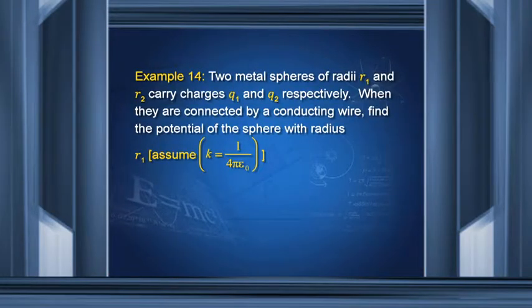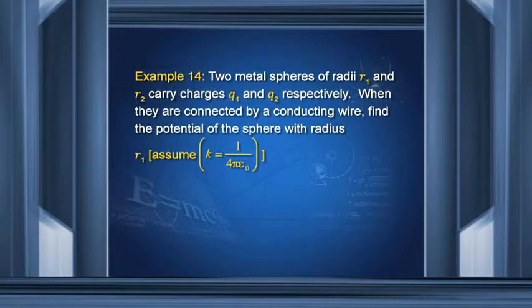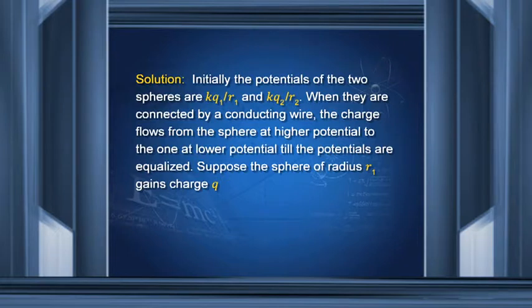The potential of one is q1 by r1, the potential of the other is q2 by r2. We connect them so that the potentials become equal, and when the potentials become equal, then we can find the potential on the sphere of radius r1. How do we do that? Initially, the potentials of the two spheres are k times q1 by r1, where k is this, and on the other this must be k q2 by r2.